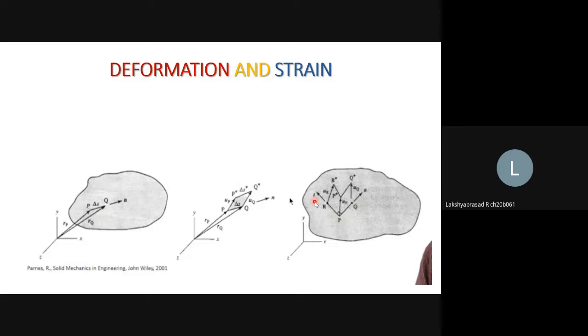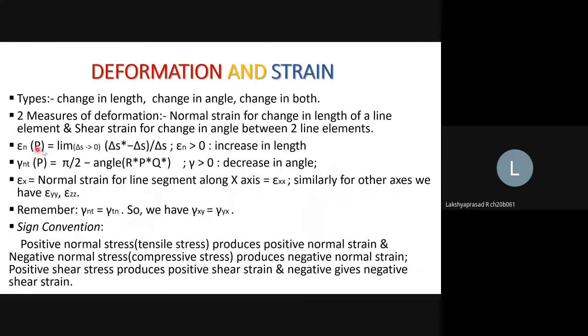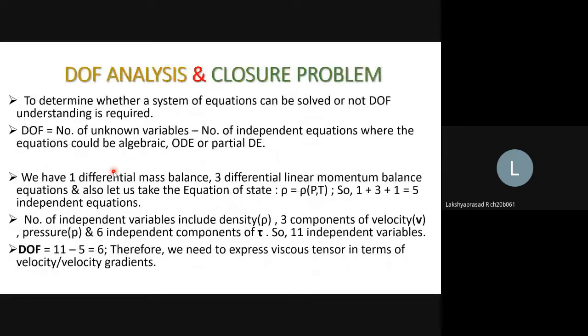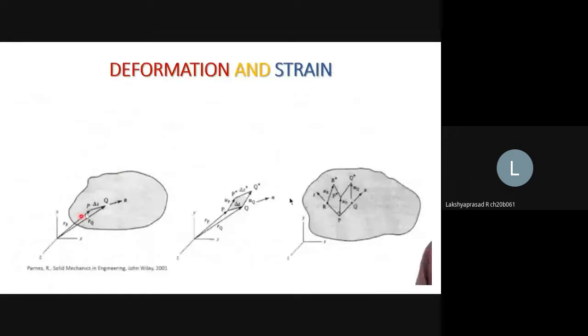And what is the definition of normal strain? Limit delta s tends to 0, delta s star minus delta s by delta s. So basically it is nothing but the change in length of this PQ divided by delta s, as delta s tends to 0, is normal strain epsilon n at point P.